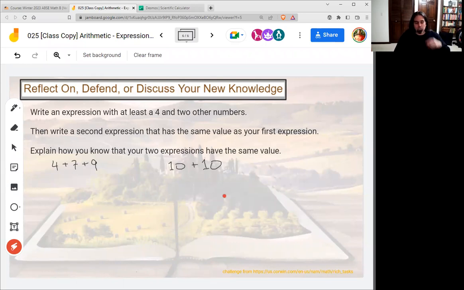So if you want, challenge someone, friend or family, over the weekend and say, I'm going to make an expression that has no multiplication. Can you make one with multiplication that has the same overall value? Or something like that. You could make this more interesting.